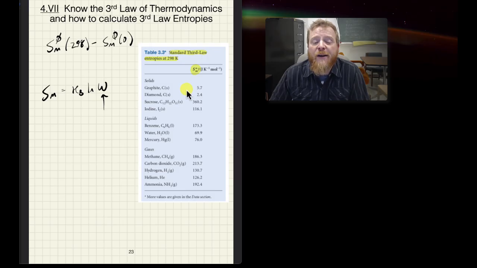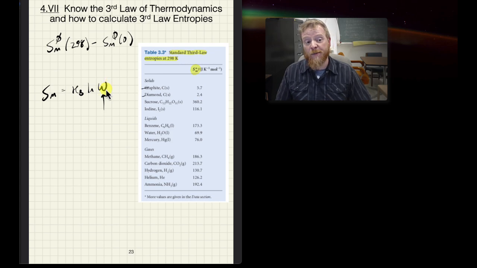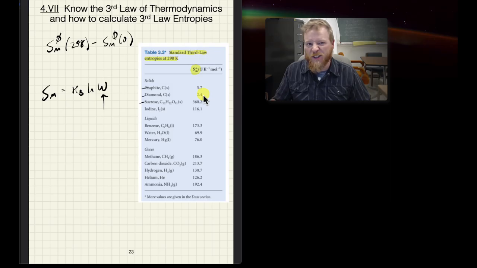But what I want to point out here is it tracks with what we might expect. We can see graphite and diamond have very small standard third law molar entropies, meaning they will have a small number of microstates. But if we look at something like sucrose that has a much larger standard third law molar entropy, that means it is going to have an enormous number of microstates in comparison to just regular old graphite or diamond. It will be an exponentially larger number.